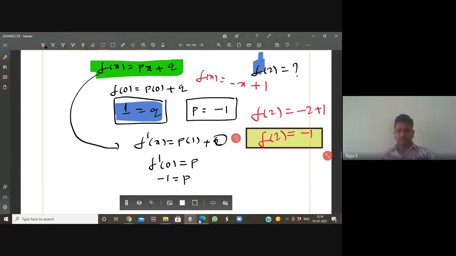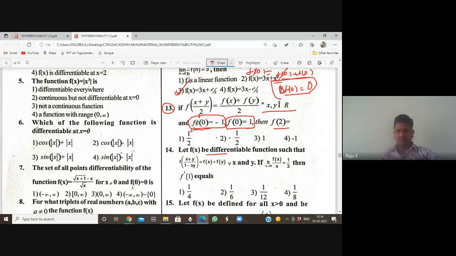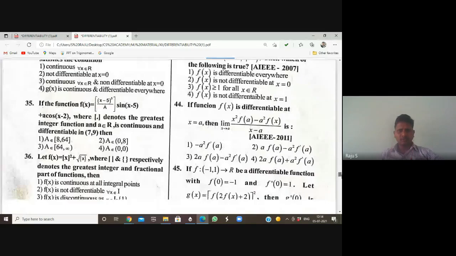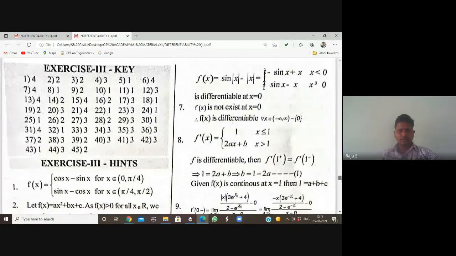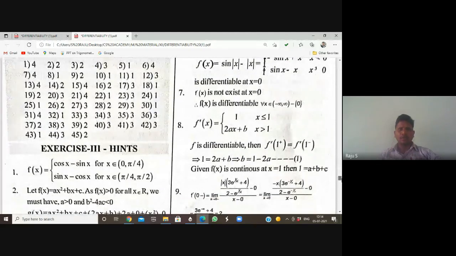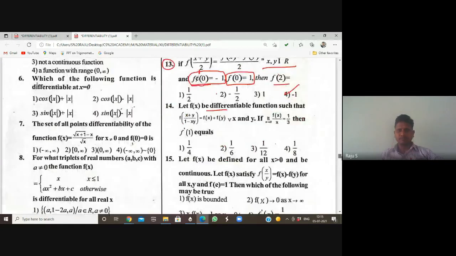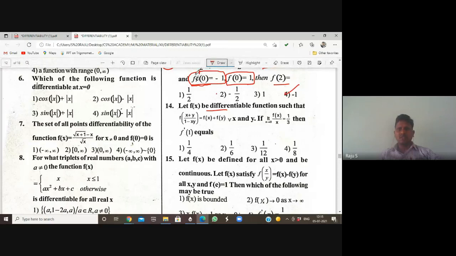Check once, is there any minus 1? Yes, fourth option, minus 1. Is it the right option, students? Yes, fourth option. So you can change that. This is f dash of 0 in the given question. You can make a change here, f dash of 0. This is the f of 2 value we need to find.